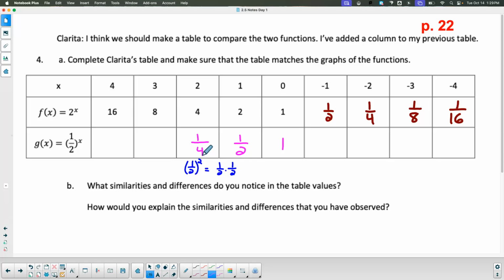If I'm going to the right, I'm multiplying by 2. Would we agree with 1/4 times 2 is 1/2? 1/2 times 2 is 1. So what would the next one then be? 2, then? So if I'm multiplying by 2 to go to the right, what am I doing to go to the left? I'm dividing by 2, yep, or multiplying by 1/2.